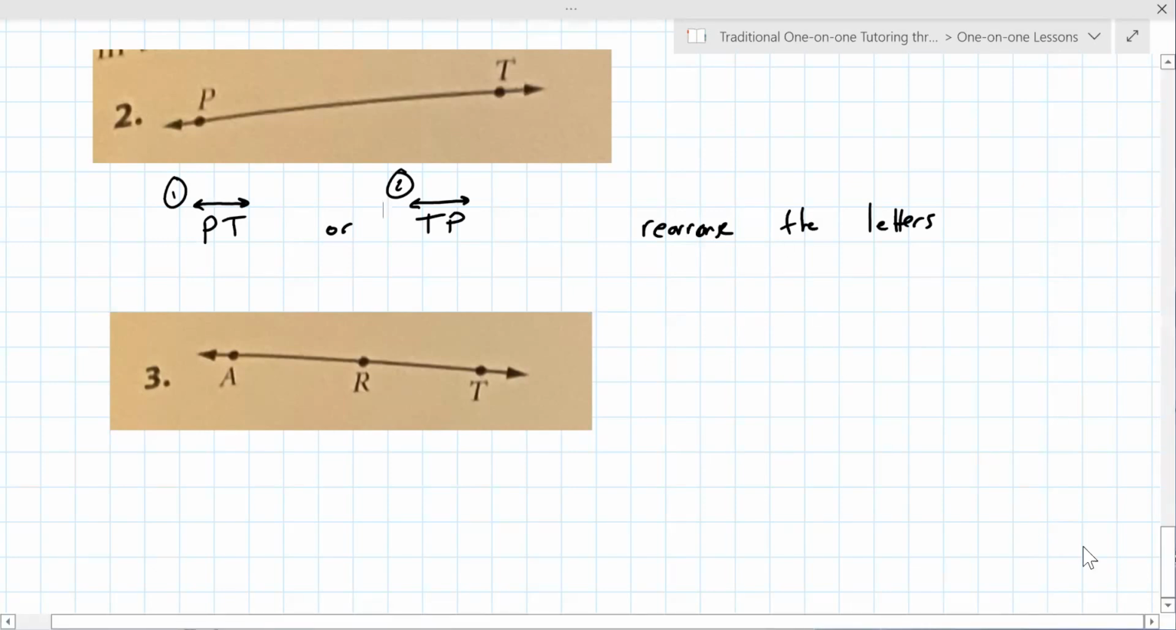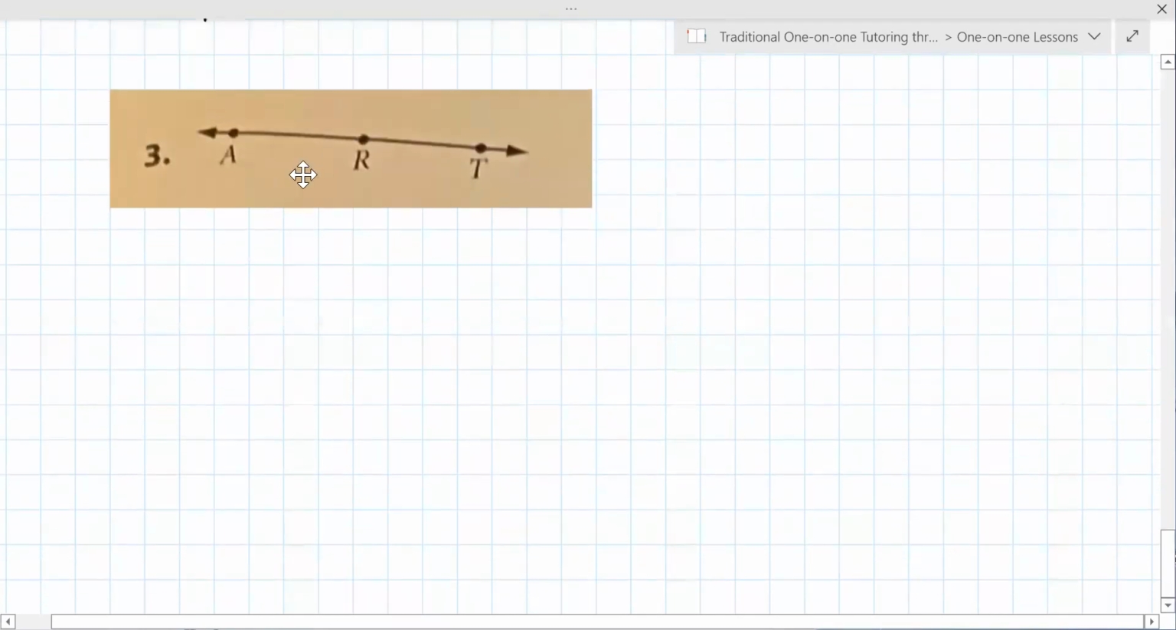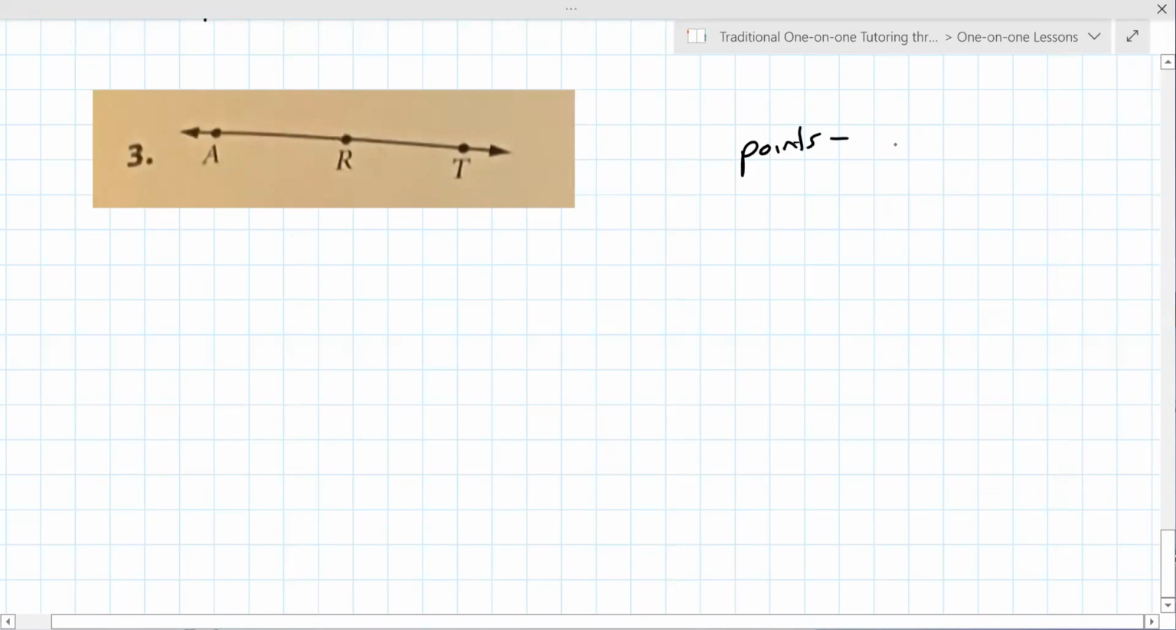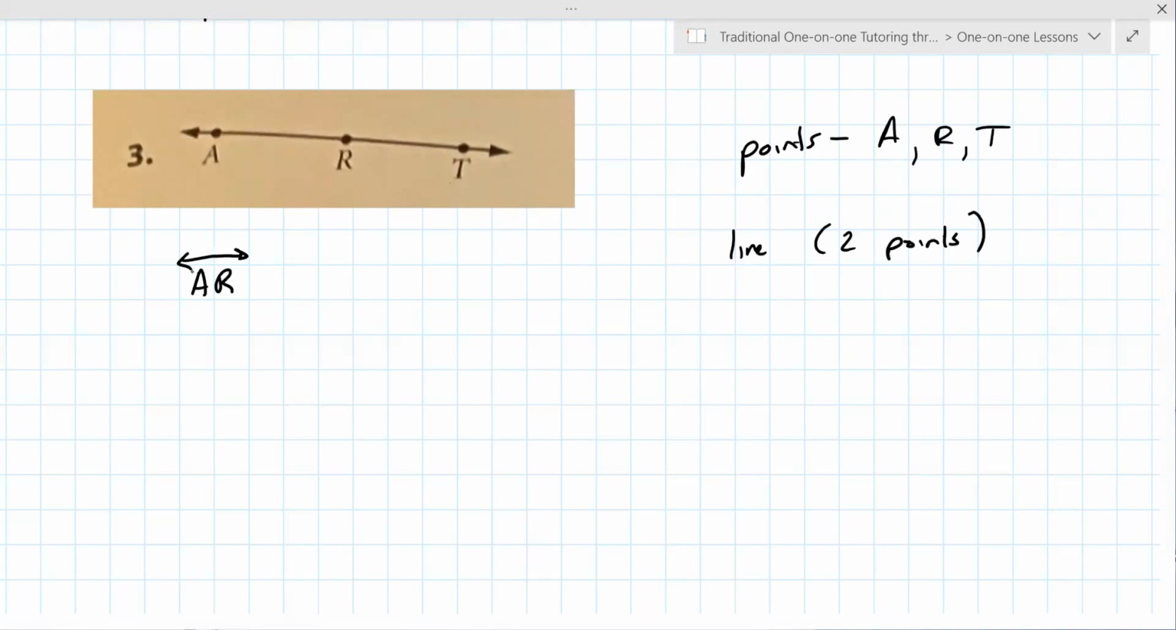Okay, so question 3, how many points do you see? Points are places in space. Points are single letters. How many points do you see here? There are 3 points, A, R, and T. Okay, so for a line, you need to use 2 points. So here's a possibility: line AR. Can you give me another possibility here for how to name this line?